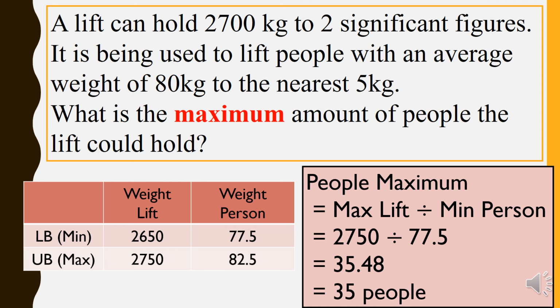So it means we divide the upper bound of the lift capacity by the lower bound of the person's weight. We take 2750 divided by 77.5, the lower bound of the person's weight, which equals 35.48. So we can consider it as 35 people.